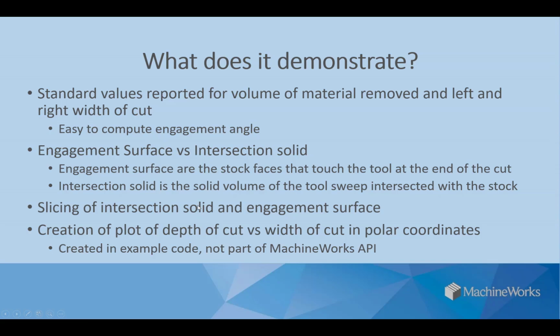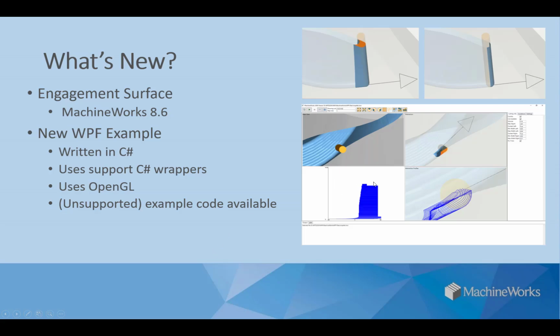It shows you how MachineWorks can slice those. So slicing is useful in this context, really just as a way of making the calculation simpler. But you can create many slices through these surfaces or solids and use those to do your own calculations. And finally, we've created a nice little plot here of the depth of cut versus the width of cut using polar coordinates, which has come from the slices created here in the image on the right.